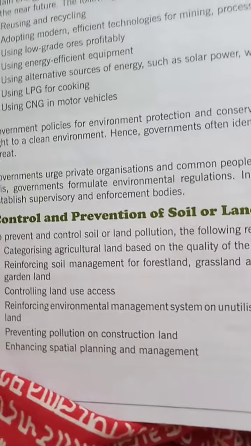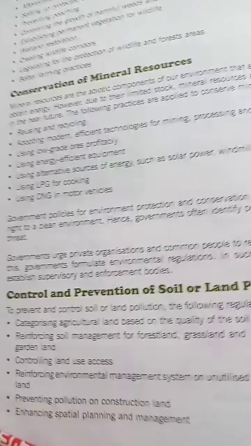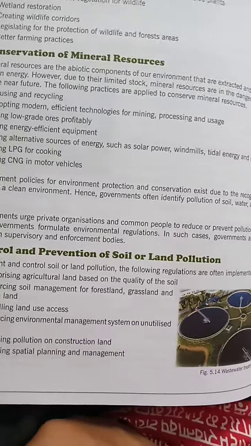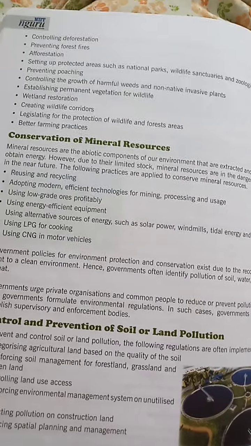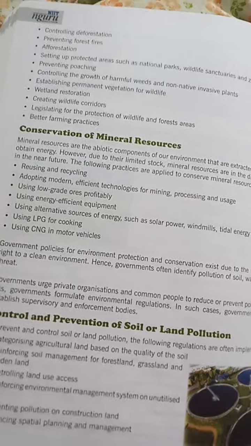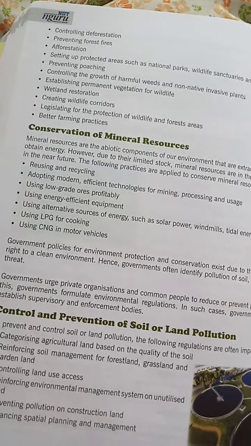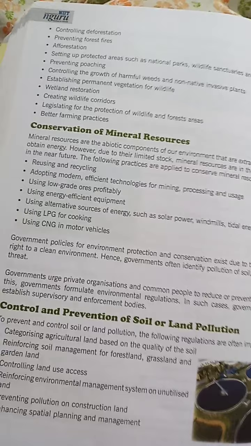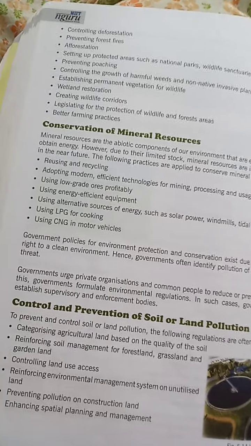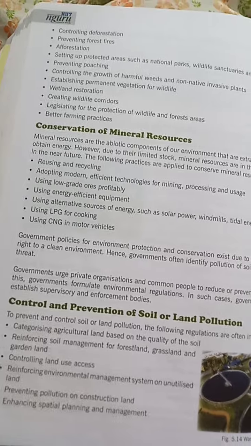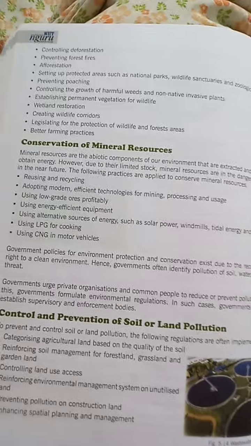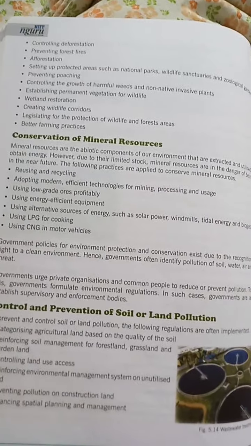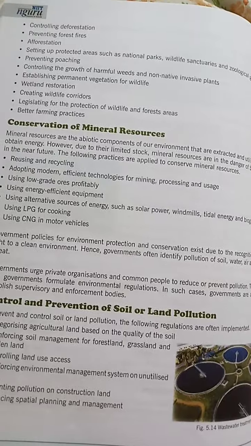Okay. Now, the government urges private organizations and common people to reduce or prevent pollution. To accomplish this, the government formulates environmental regulations. In such cases, governments are authorized to establish supervisory and enforcement bodies. Now we will see how to control and prevent soil or land pollution, how we can minimize the soil or land pollution.